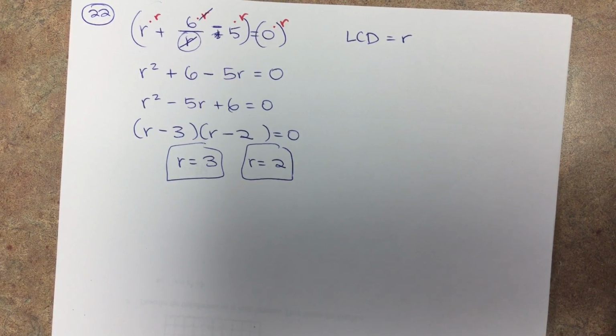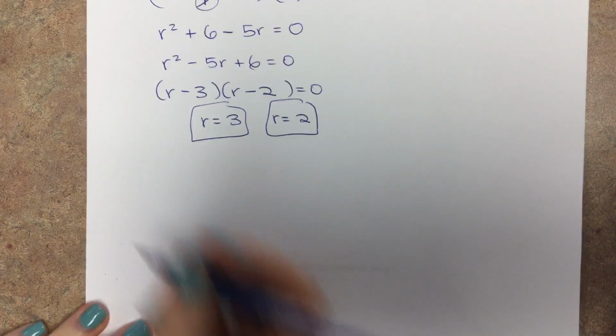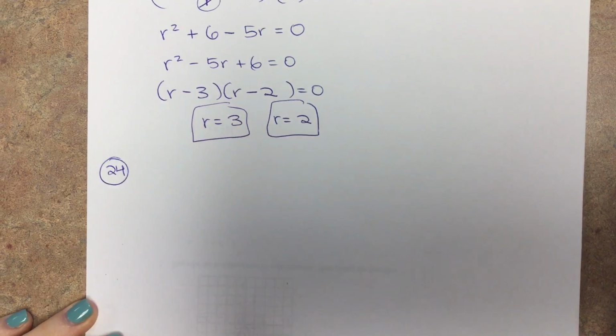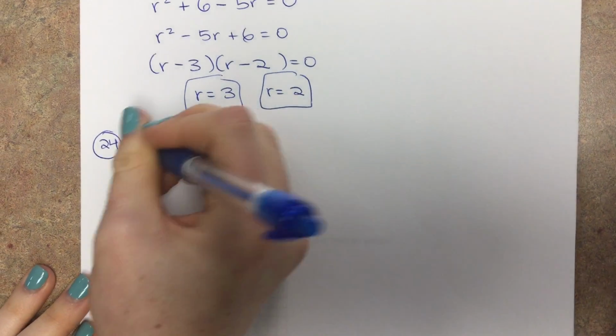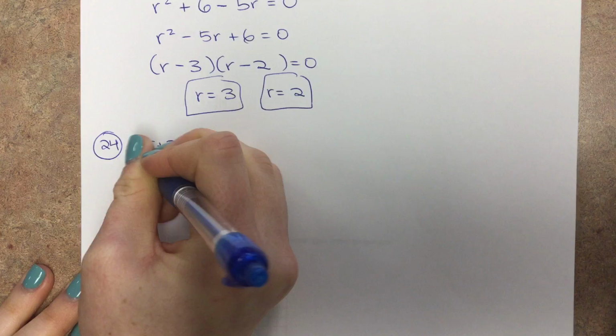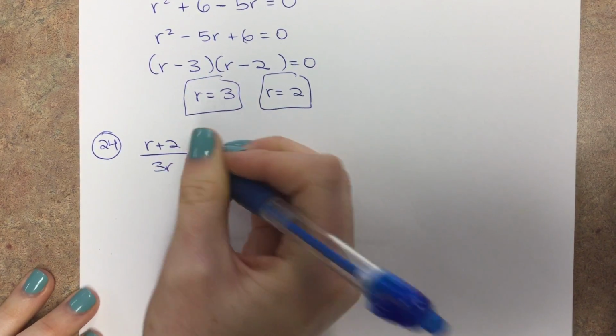19 through 24. 24? All right, R plus 2 over 3R.